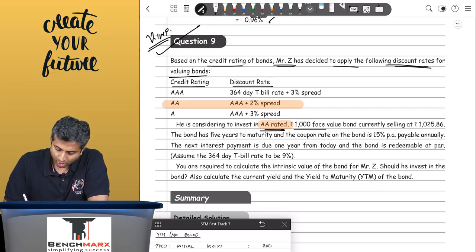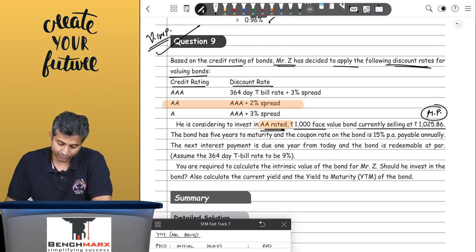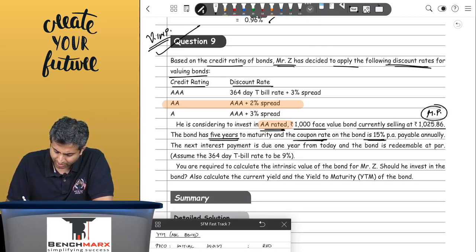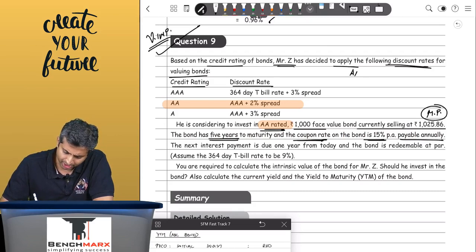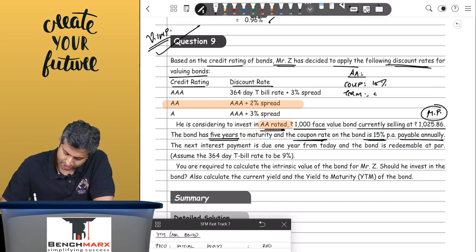1000 face value bond currently selling at 1025. So this is given to you as the market price. This is currently selling at 1025. Okay. The bond has 5 years to maturity, and the coupon rate on the same bond is 15% per annum and is payable annually. Okay. So over here, if you look at a AA rated bond that you are evaluating, the coupon rate over here is 15%. The term of this bond is 5 years.